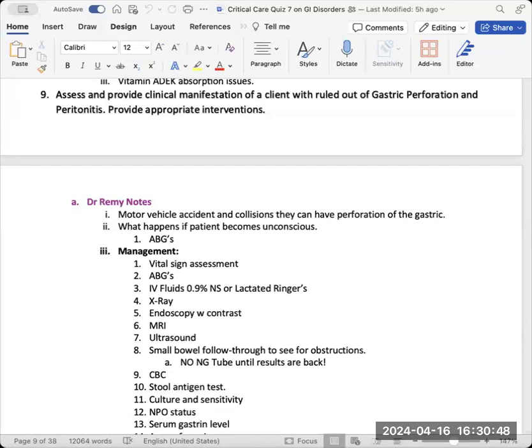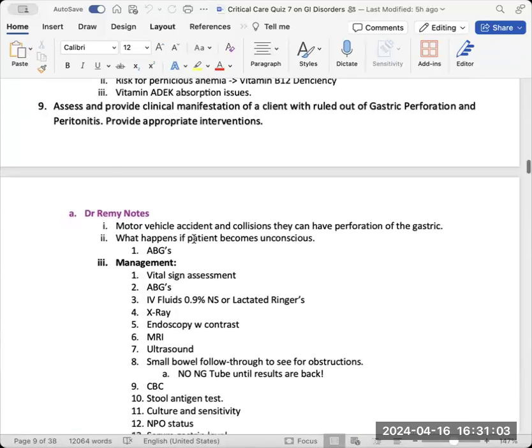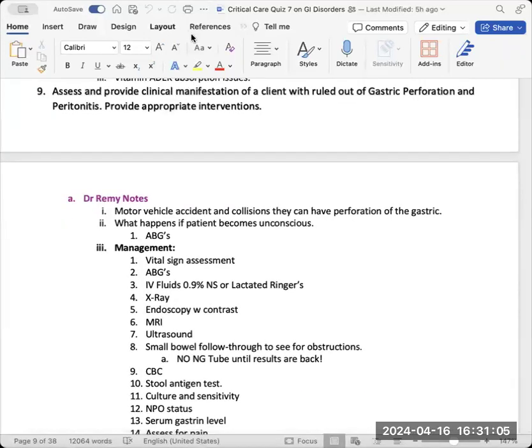The patient could go into shock if they're losing too much blood or fluid. Right, so we need to watch vital signs for increased heart rate, right? Low blood pressure, cool and clammy skin, right? They said that they ruled out gastric perforation and peritonitis, but there's other things that we could talk about, right?